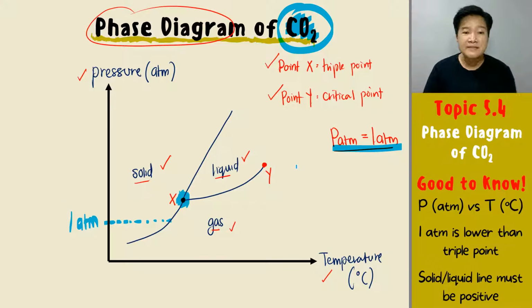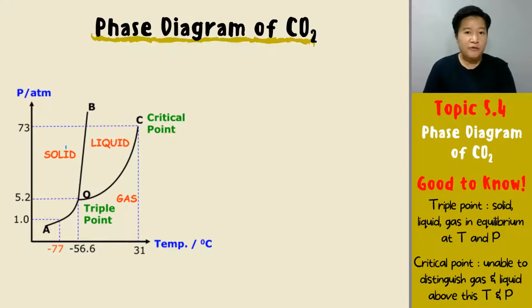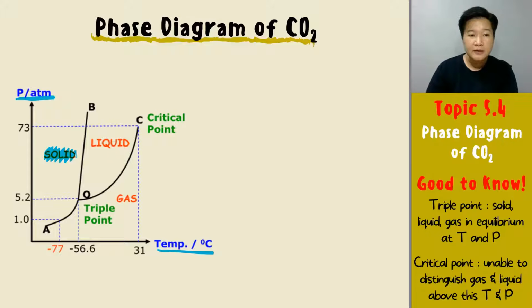This is a basic drawing of the phase diagram of CO2. Okay? Simple. And this is the detailed drawing of my phase diagram of CO2, but the basic thing is still that your pressure is in atm, temperature in degrees Celsius, the presence of your solid, the presence of your liquid, and the presence of your gas. Can you see that? And then the position of your triple point, the position of your critical point. Alright? And last but not least, the position of your 1 atm atmospheric pressure.